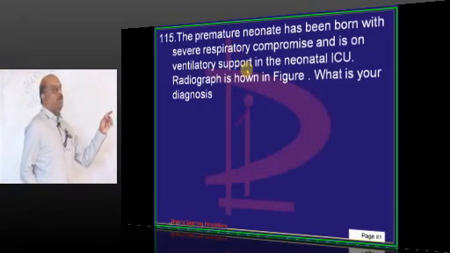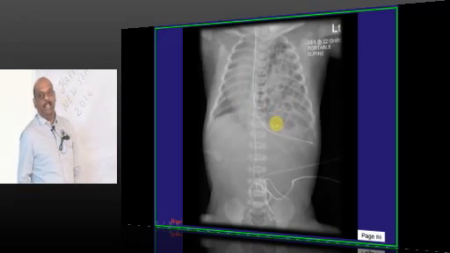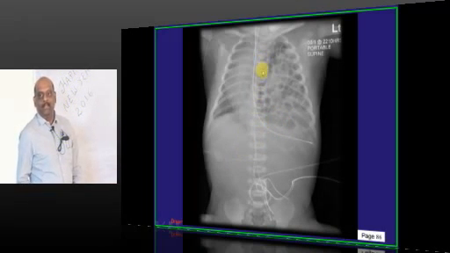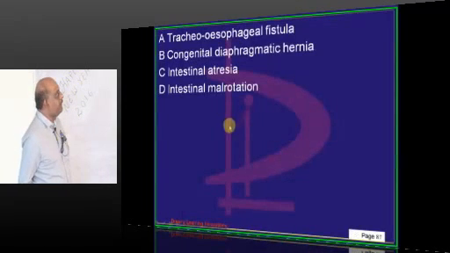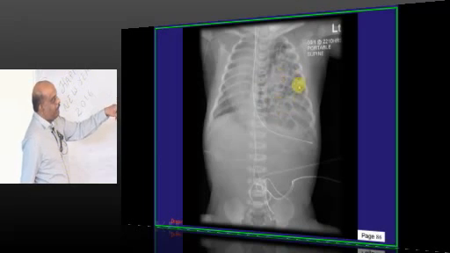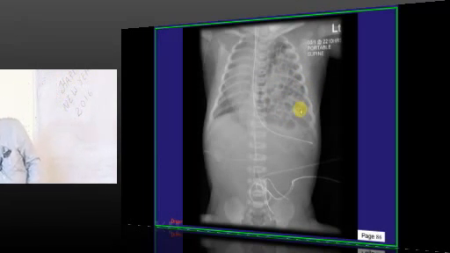A premature neonate with respiratory compromise requiring ventilation, and you have done the radiograph. So typically there is a diaphragmatic herniation, congenital diaphragmatic hernia with all the gas-filled bowel loops entering into the thoracic area, is what you have to basically remember.